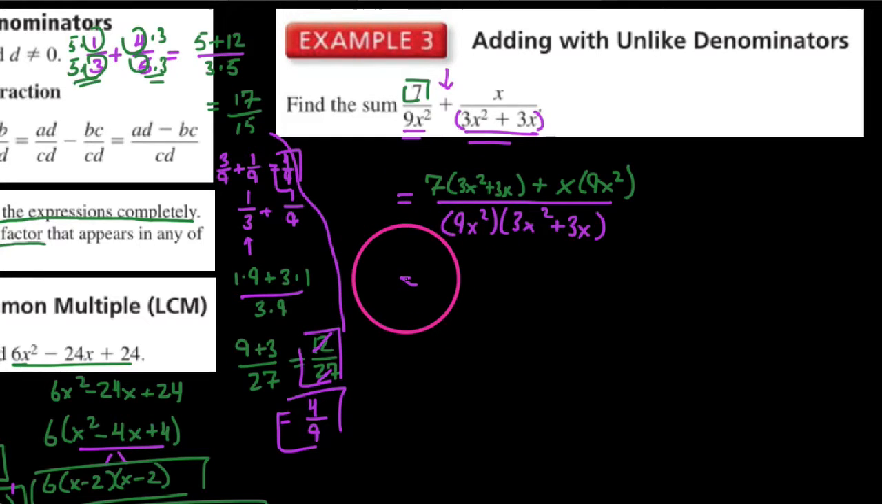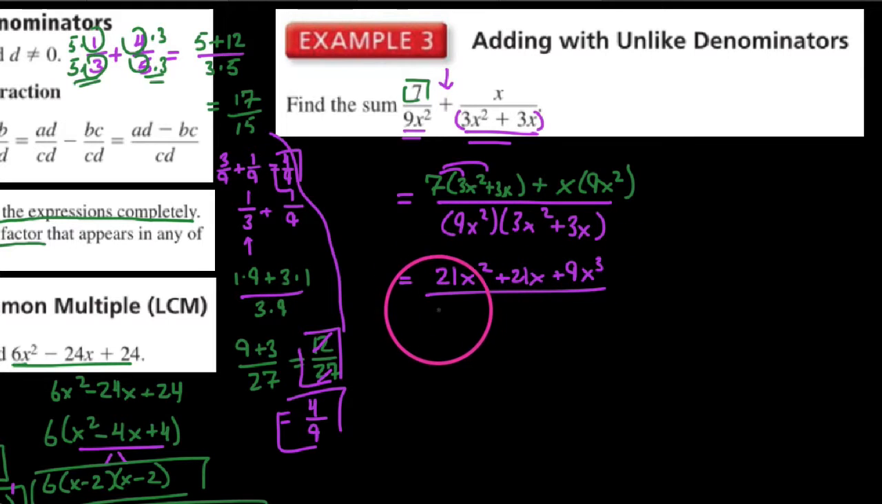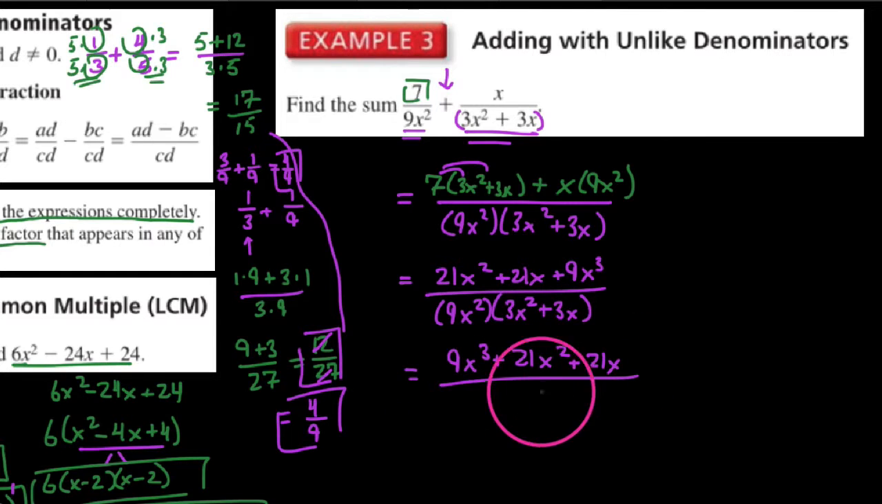So looking at the top here, let's go ahead and rewrite it. We multiply the 7 through, we get 21x squared plus 21x. Now this is plus 9x cubed from this over here, and this is still all over 9x squared times 3x squared plus 3x. And as we work with this, we want to put the top in order, at least in standard form, where our exponents are in decreasing order. And then what we're going to do is factor and simplify. So this is still all over 9x squared times 3x squared plus 3x.